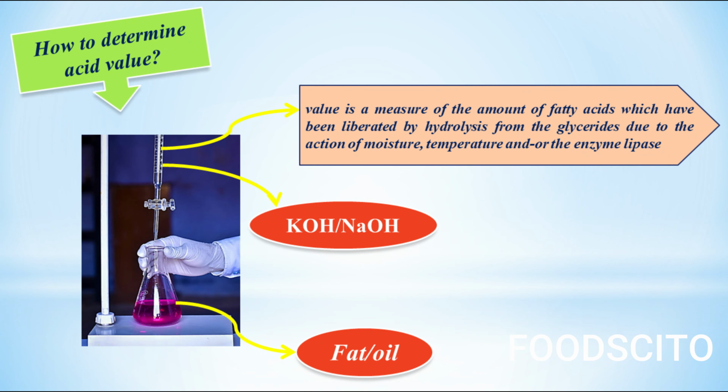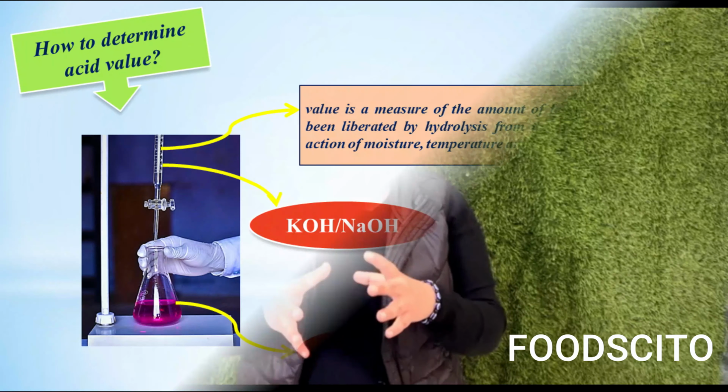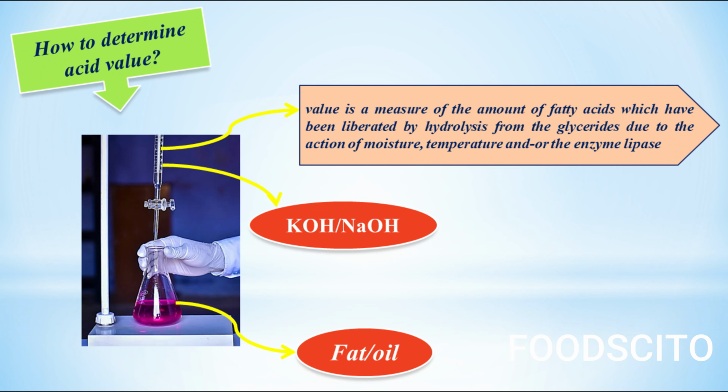As represented here, simple, it's a titration method. You have fat or oil in an alcoholic medium in your flask, which is titrated against potassium hydroxide, and this value is a measure of the amount of fatty acids which have been liberated by hydrolysis from the glycerides due to the action of moisture, temperature and/or the enzyme lipase. That means these are all factors responsible for the development of rancidity in your product. So that's all about peroxide value and acid value.